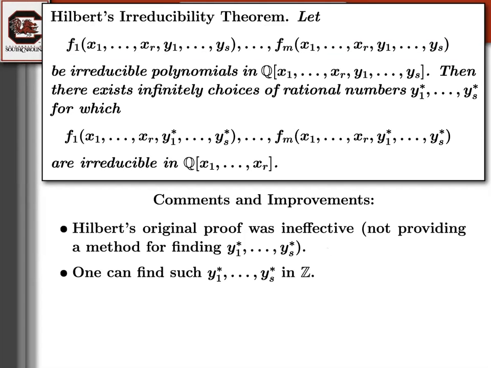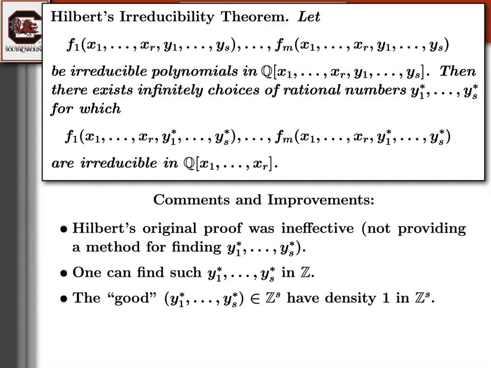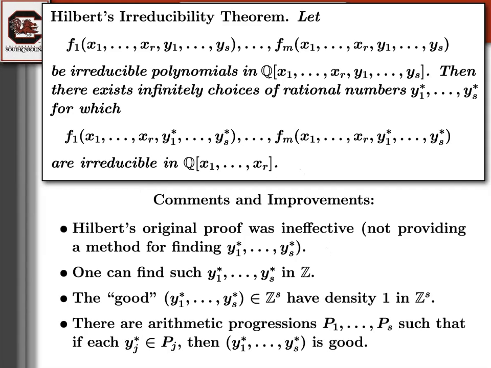And now we know we can find integers y, in fact, and that most integers y satisfy that, when I say good, when you plug these in here, these are all irreducible. So most integers y will have that property. The density of these is 1. That's an asymptotic density. And then it's also been shown that there are arithmetic progressions, such that if you take any y from these arithmetic progressions, you're going to get a good choice, meaning that, again, when you plug in those y's, you're going to get something where all these are irreducible.